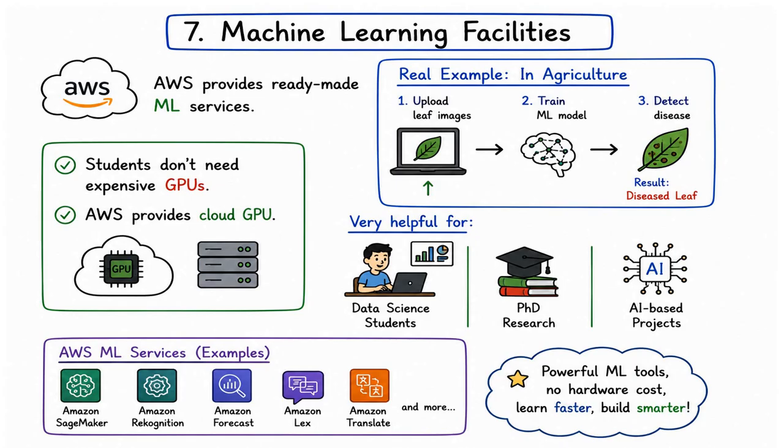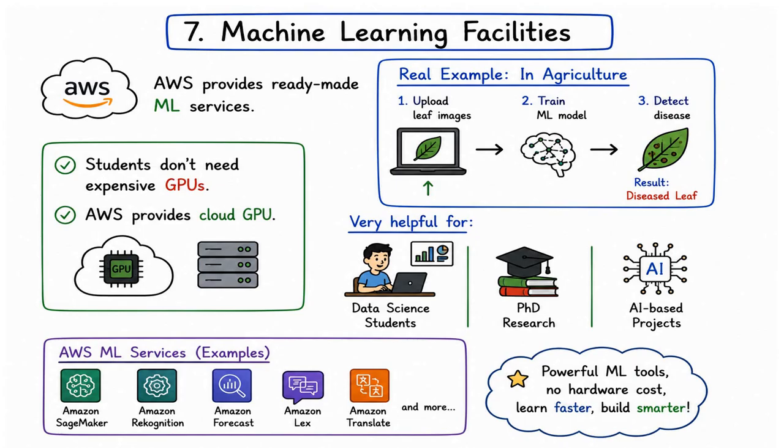Now, what is machine learning? As you all know, it is a branch of artificial intelligence where computers learn patterns from the data and make predictions automatically. These systems can recognize images, detect diseases, translate languages, predict weather and recommend products. So AWS offers pre-built machine learning services which reduce the development complexity. That is, instead of building everything from scratch, developers can directly use AWS ML tools.